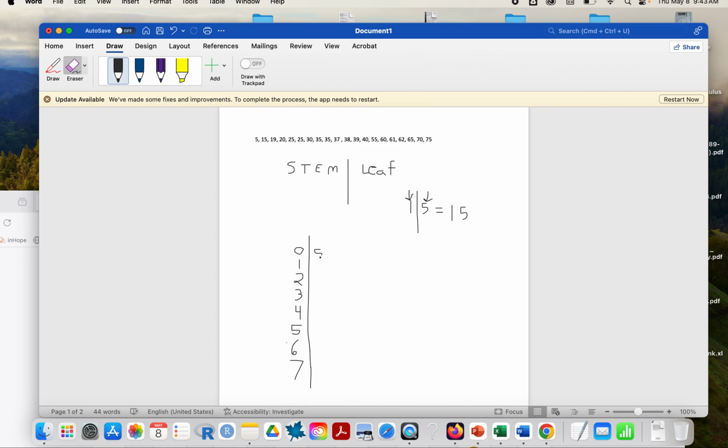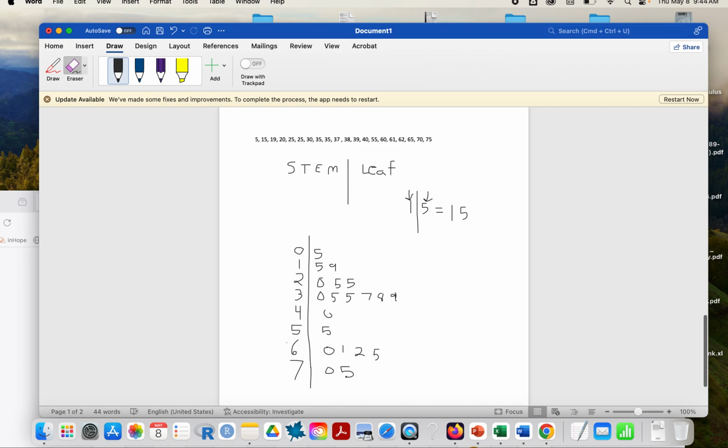So we just have a 5 here. Now we have a 15 and we have a 19. So to represent 19, it's the 1 and then the 9. To represent the 20, we're going to put a 0, and we have two 25s, so we're going to write 5, and then 5. We have a 30, a 35, a 35, a 37, a 38, and a 39, and then a 40, and then a 55, a 60, a 61, a 62, a 65, a 70, and a 75.